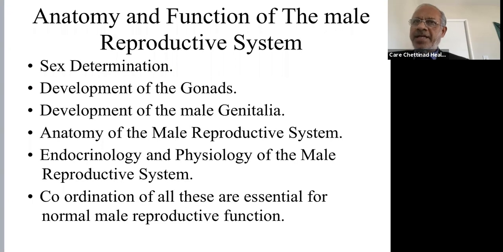Before we understand the anatomy and function of the male reproductive system, it is important that we understand how sex is determined, how do the gonads develop, how does the development of the male genitalia happen, what is the anatomy of the male reproductive system, what is the endocrinology and physiology of the male reproductive system, and how all these things coordinate to make man have normal male reproductive function.